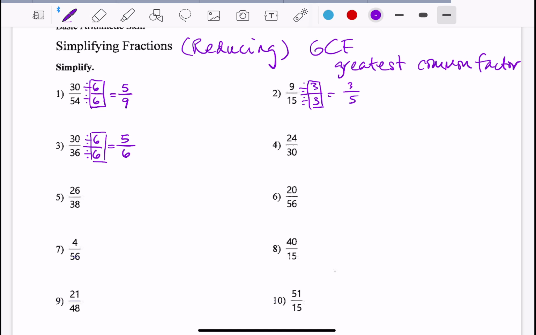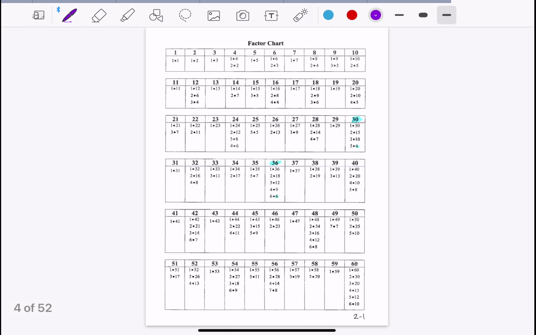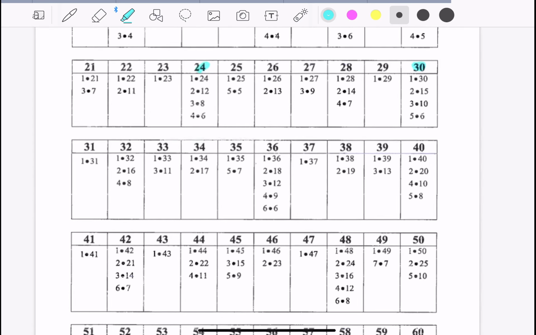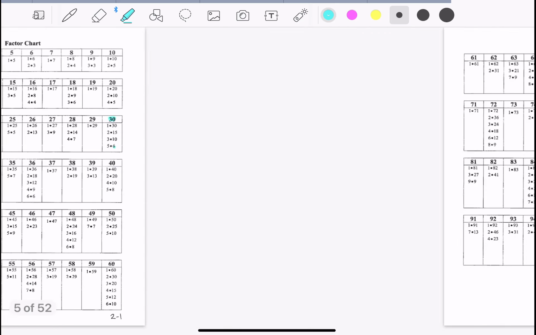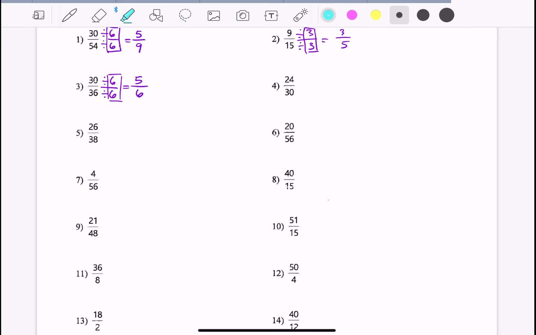So 24 and 30. Let's go to the next. 24 and 30. I'm actually going to clear my page first. And if I look at my factors, they both have 1, 2, 3. They both have 6. And it looks like 6 might be the biggest one. So I'm going to go back to my page. And I am going to divide top and bottom by 6, which is really like dividing by 1, and I'm going to get 4 over 5. So that's a simplified fraction for that.